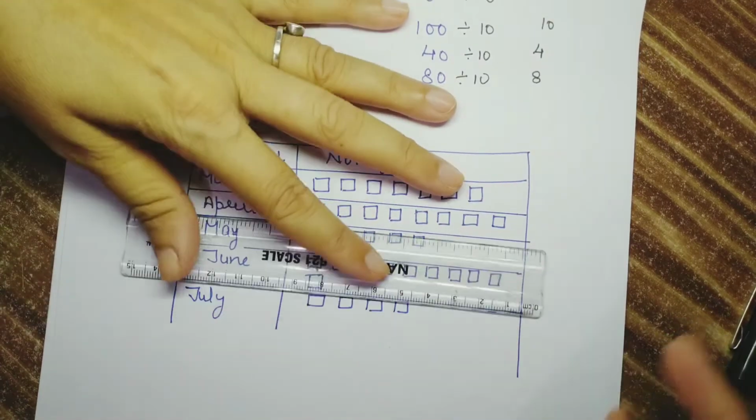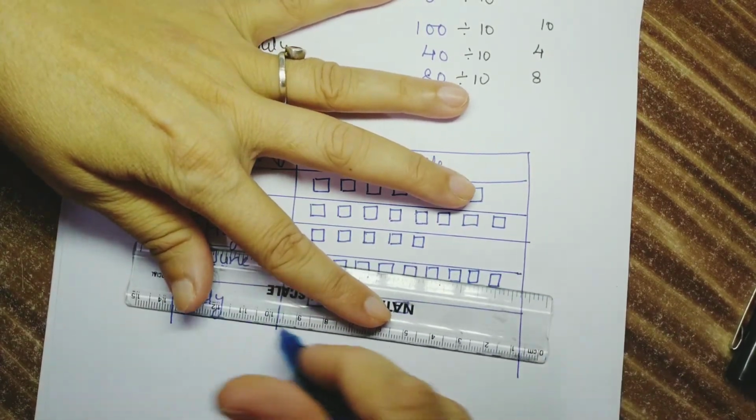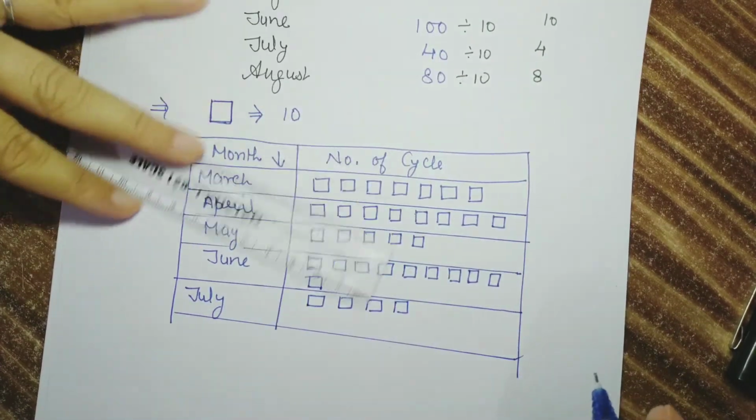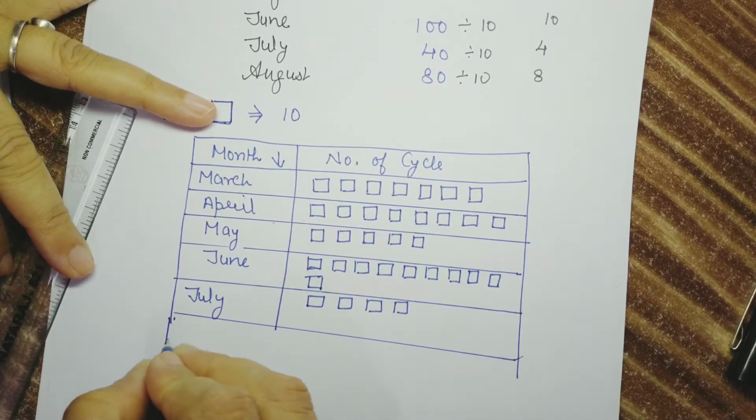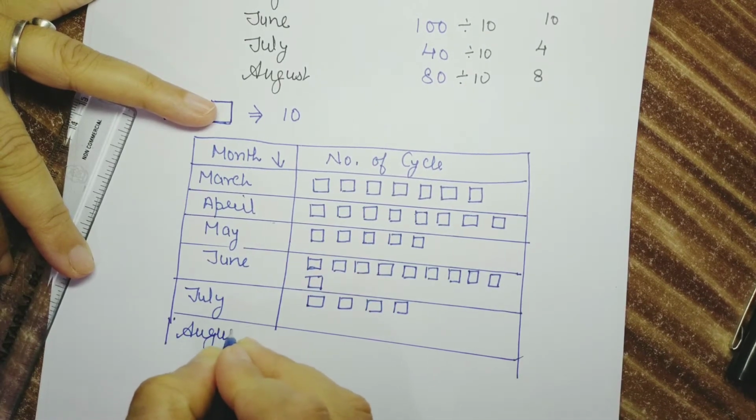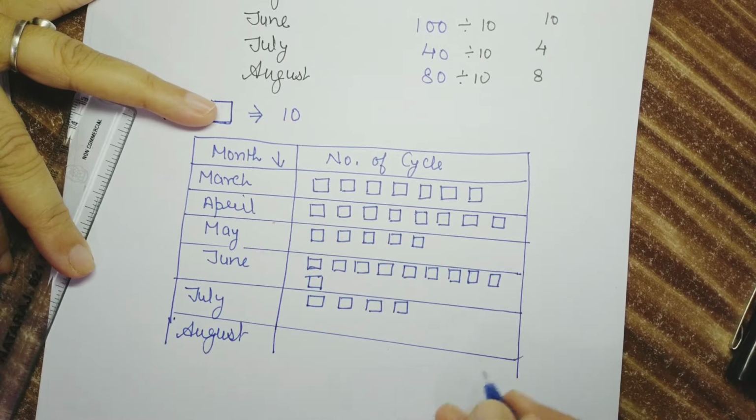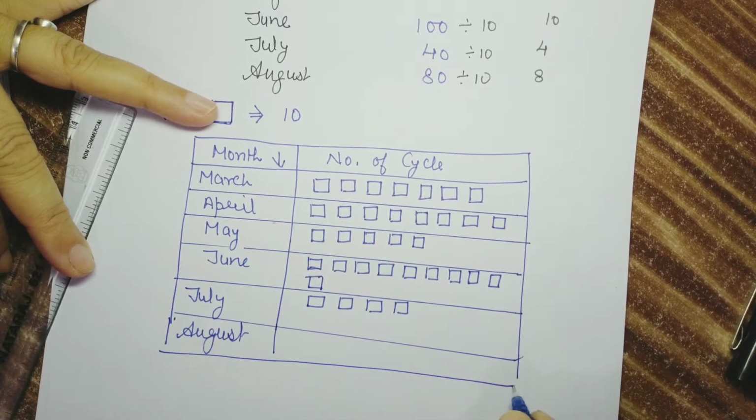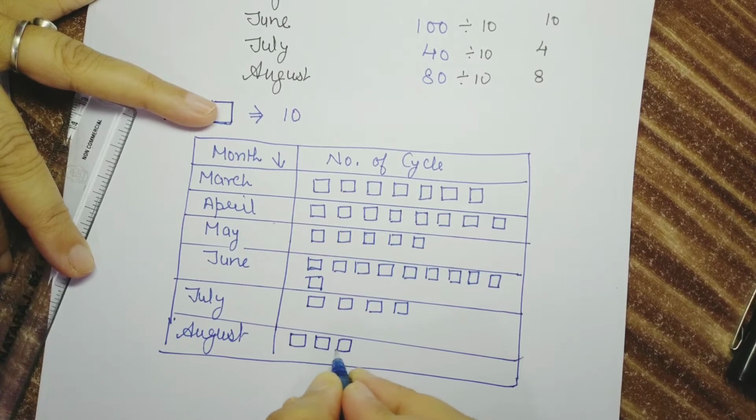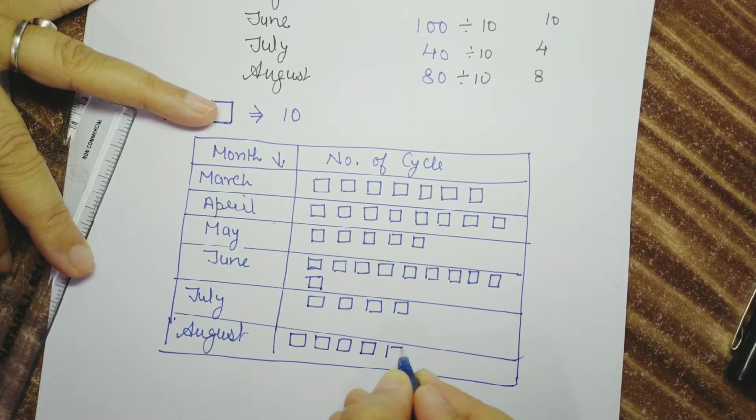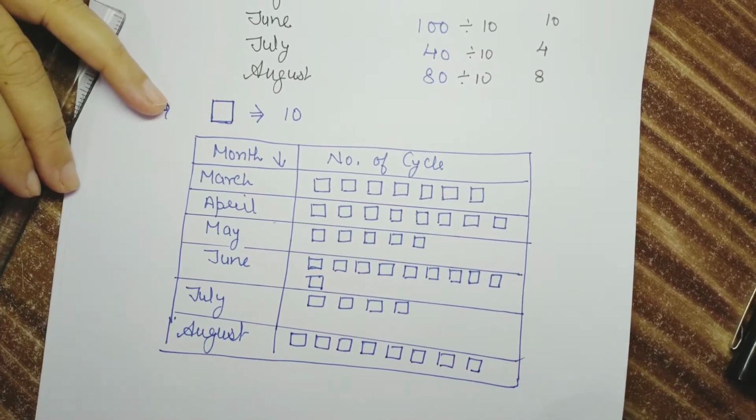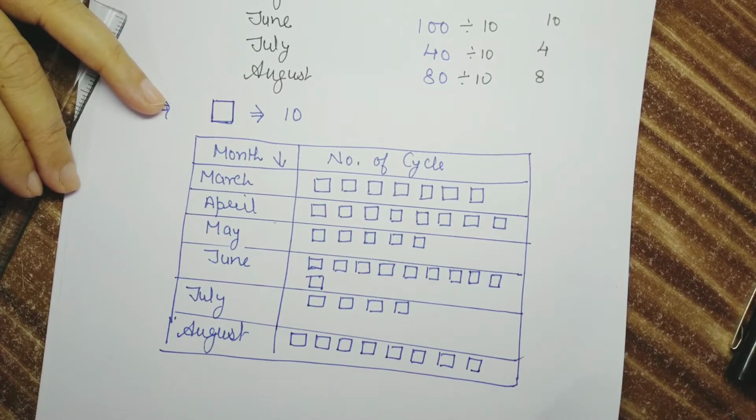After July, the last month is August. In August, they have given 80. So here we have to draw, students, 8 pictures. 1, 2, 3, 4, 5, 6, 7, 8. Now students, in this way we have completed our pictograph.